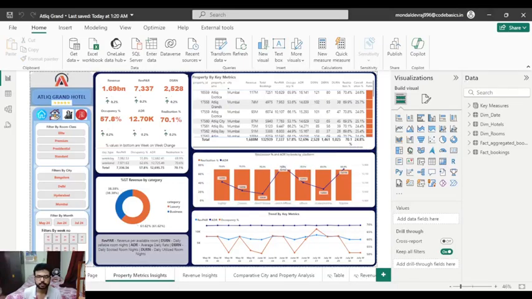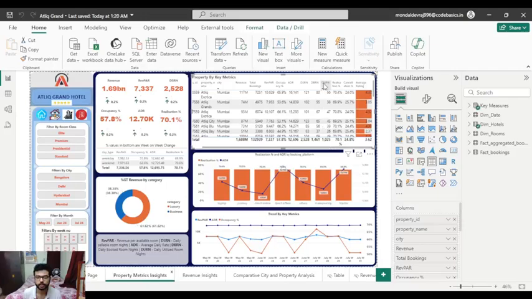Now coming to the right hand side, we can see the property by key metrics. Basically, it represents the property ID, property name, city, and the revenue generated, total bookings, RevPAR, occupancy percentage, ADR, DSRN, DBRN, DURN, realization percentage, cancellation percentage, and average rating of each.